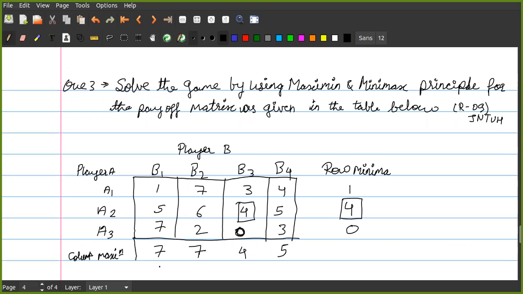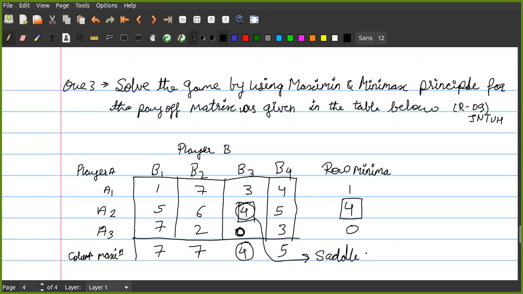What is the minimum value here, of the column maxima? Minimum value is 4, this 4. So again I'll make a circle here. Since the circle and square coincide, this is called the saddle point.